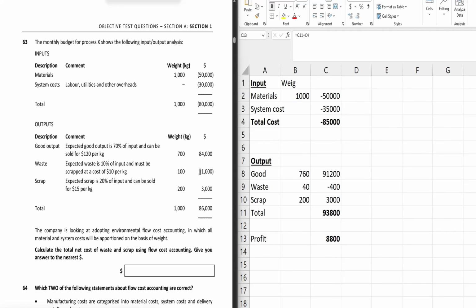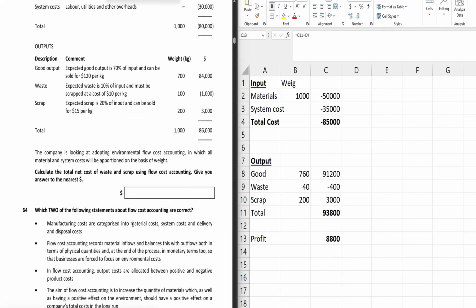Additionally, we are incurring an additional cost of 1,000 for the scrap. So 24,000 plus 1,000 will be 25,000. But we are also getting income of 3,000 by selling this scrap. So after netting these two figures, we will have a net cost of 22,000.